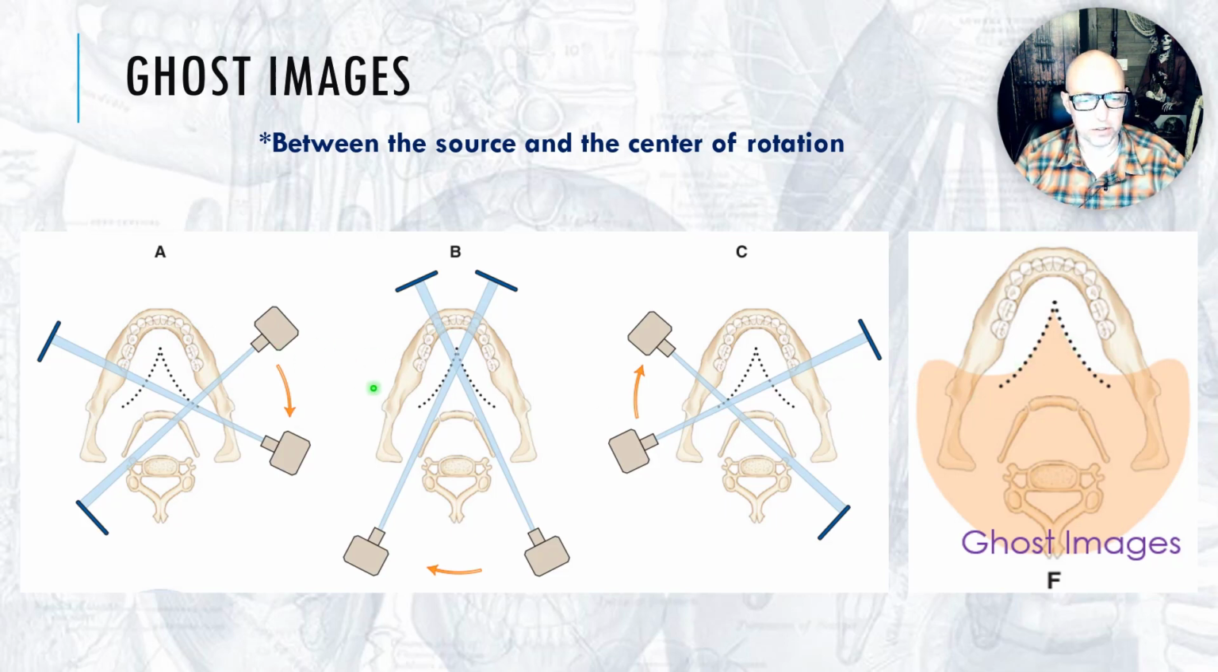And so a ghost image is just the opposite. It's between the source and the center of rotation. So as you're starting the image, what are you going to see a ghost image of? What's between the source and the center of rotation? Anything here? You actually see, in most cases of panoramic radiography, you see a ghost image of the opposing mandible.